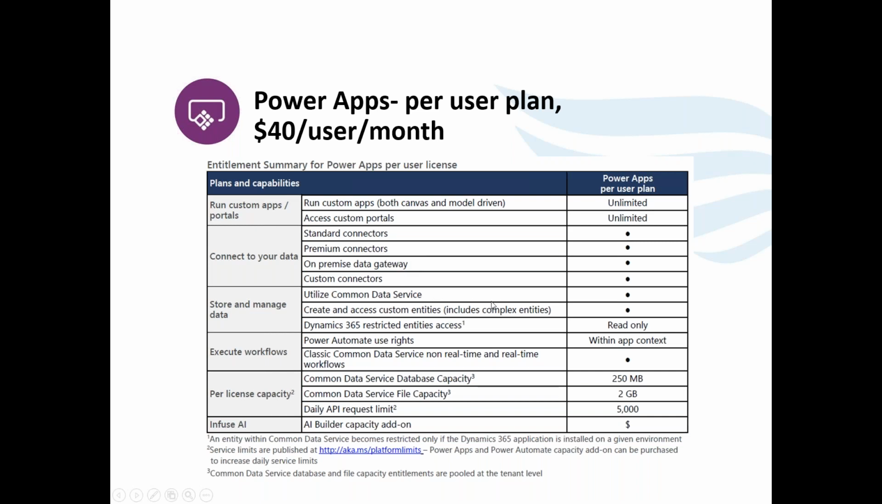You can utilize the common data service. You have Power Automate use rights within the app context. You have certain storage capacities within the common data service, and a 5,000 daily API request limit. So you get more or less the full enchilada of the PowerApps plan when you get the standalone option over and above Office 365. So something to consider there.